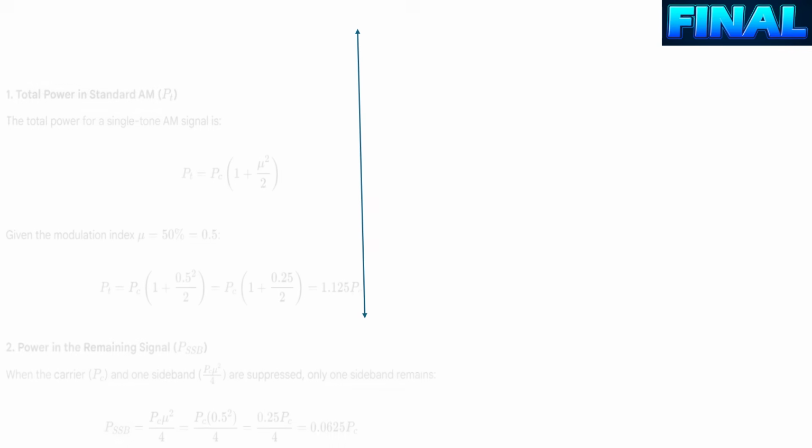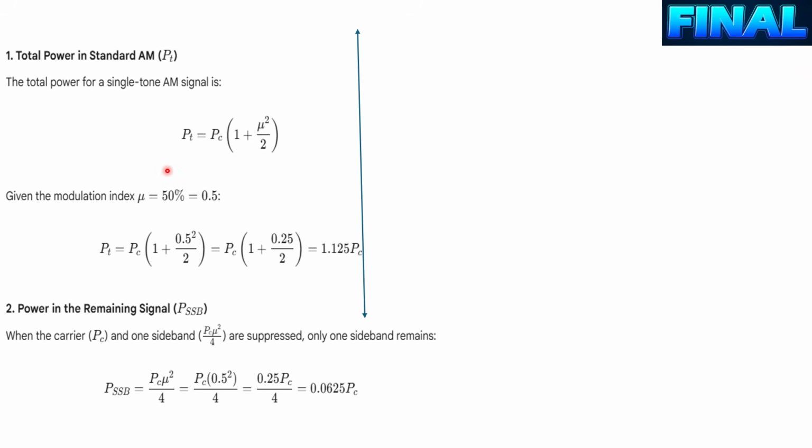So let's solve now. First we will find the total power. If you look at the previous slides, you can modify that formula: total power is the carrier plus the message power. In short you can write Pc, that is carrier power, times 1 plus mu square by 2, where mu is your modulation index. In our question, the modulation index is already given. So if you put the value of mu, you will get 1.125 times Pc, where Pc is the carrier power, right?